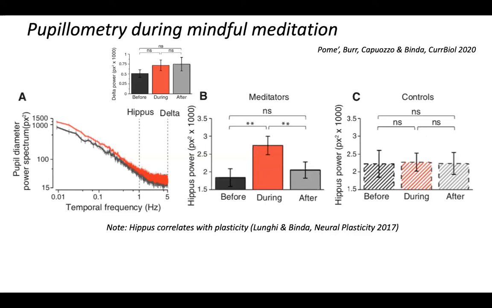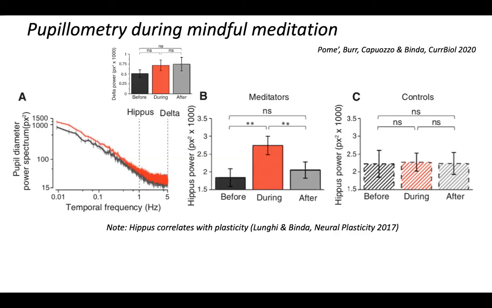Perhaps it's relevant to mention that in a previous study, we used a very similar resting state pupillometry paradigm, and we found that hippus frequencies, the amplitude of hippus, were specifically and reliably associated with a sensory plasticity phenomenon, which suggests a link between these slow pupil oscillations and cortical excitability or cortical plasticity. Which may be an interesting way of looking at the effects of meditation on brain activity.